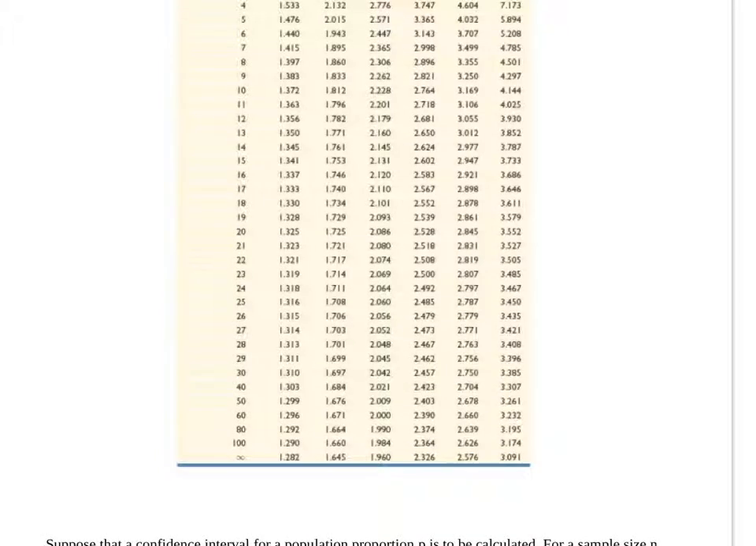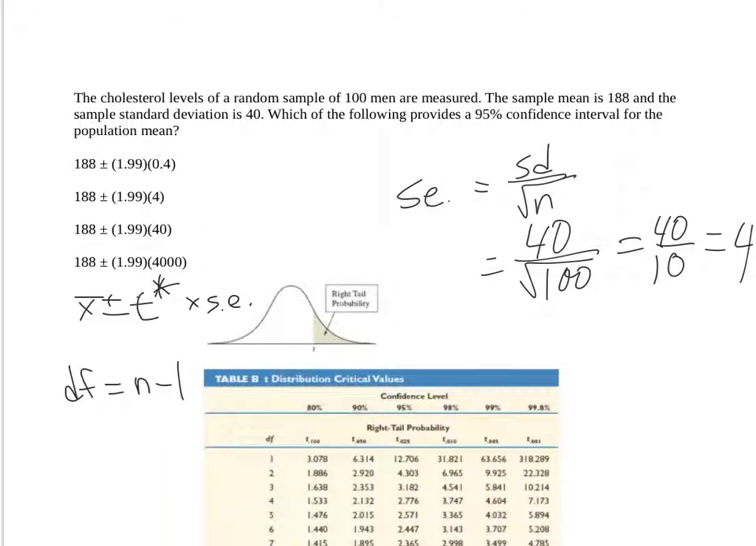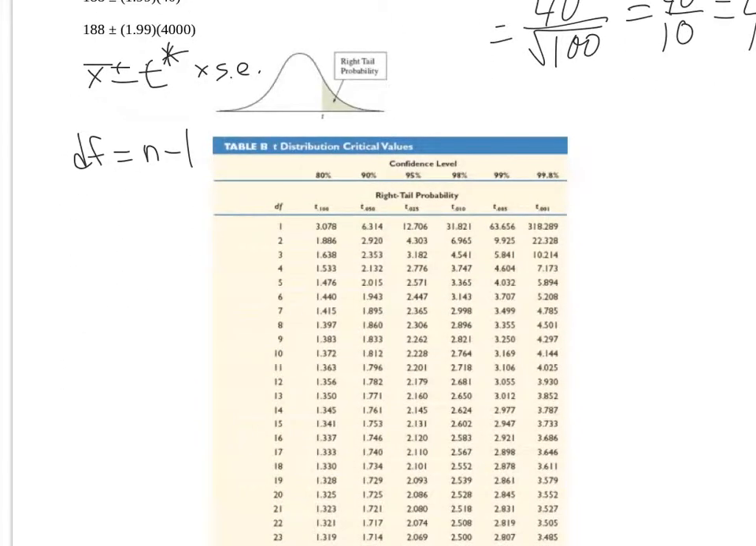So, given everything I've said, we've got 80 degrees of freedom in the 95% confidence column, so that's why it's 1.99 and not 1.984. Okay? So that's where that comes from. I hope that's clear. And again, questions? Send them to me. Let's move on.